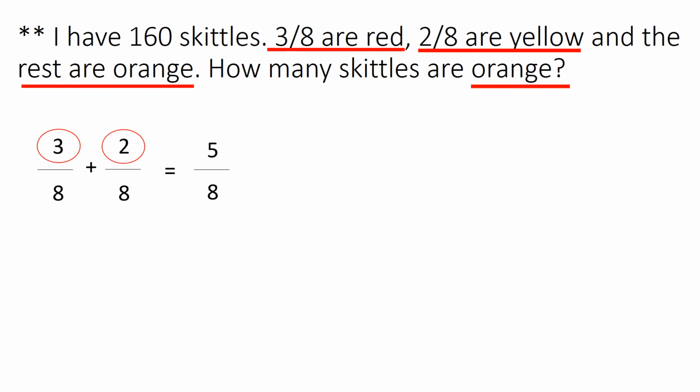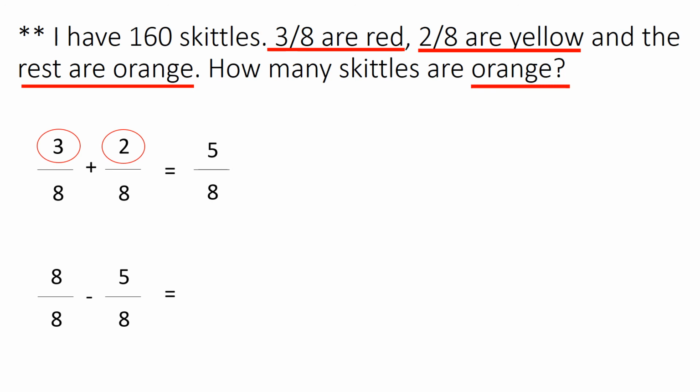But we need to find out how many are orange. So first of all, we need to find out how many 8s are orange, and then we can find out the amount that are actually orange. So we need to now take away 5/8 from our whole to see how many we have left over. We know that 8/8 is a whole because when our numerator and our denominator are the same number, that equals 1 whole. So our calculation would be 8/8 take away 5/8.